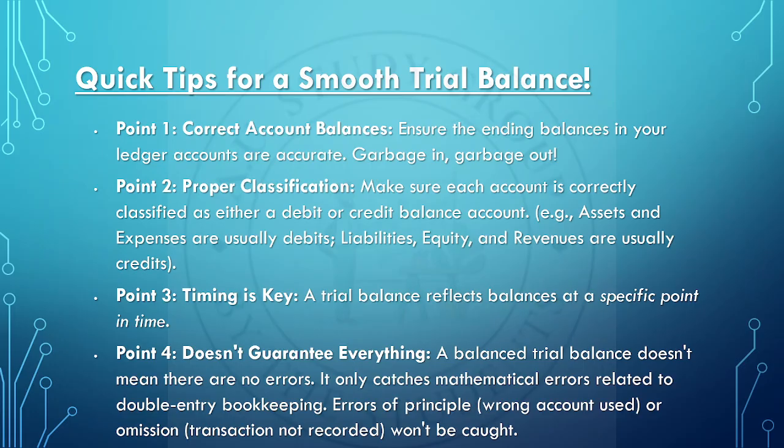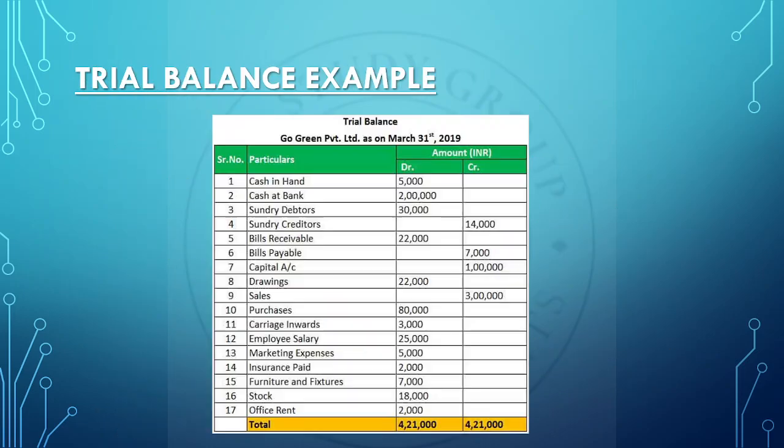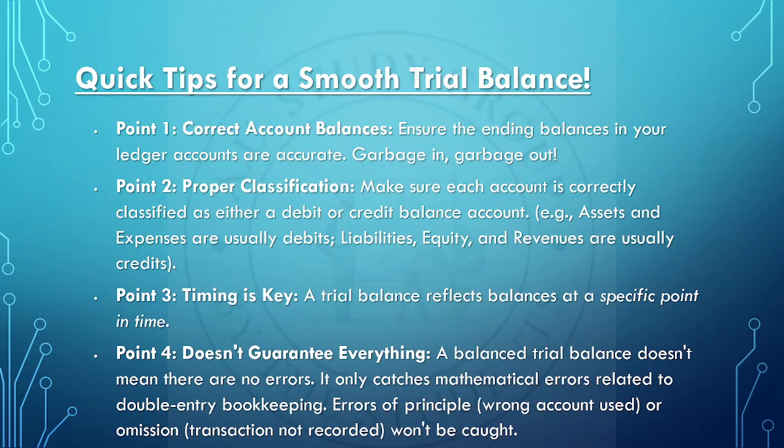Now third, specific point of time. Timing is key. Remember, this trial balance reflects the balances at a specific point of time. For example, if we are preparing a trial balance here, this is as on March 31st 2019. This is for a specific time on that day. It's not a moving picture, it's a snapshot, it's a JPG, a picture, not a video. So it is as on that day. You have to remember this specific point of time.